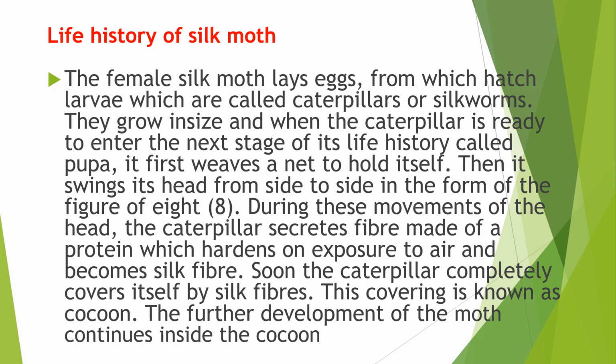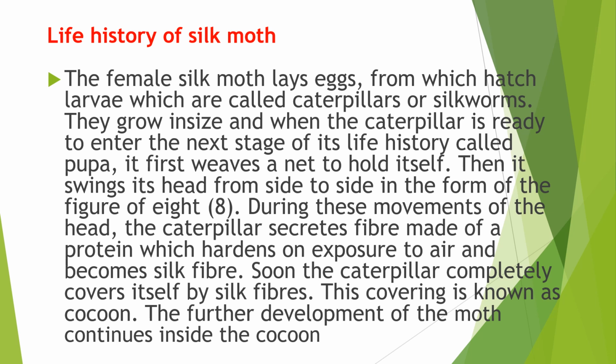The last is the life history of the silk moth. Next, the fiber that we get from animals is silk, very important in India. Now the life history of the silk. The female silk moth lays the egg from which hatch larvae called caterpillar or silkworm. This silkworm rapidly grows in size and it feeds on mulberry leaves.